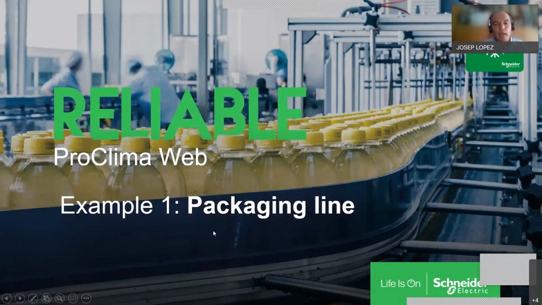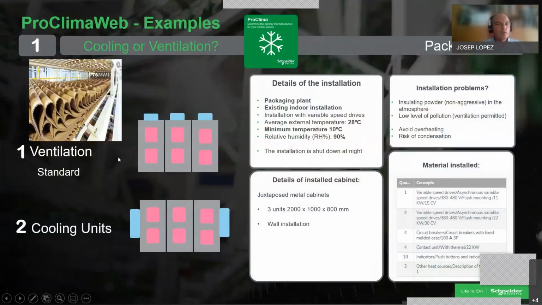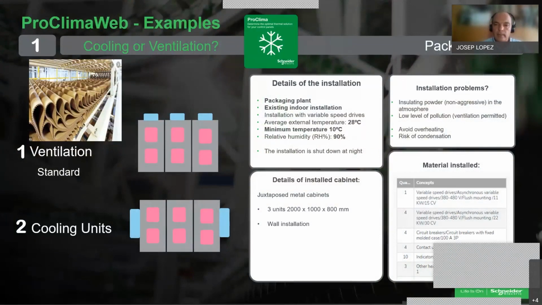With that, let me present two examples. One is a packaging line, where we need to evaluate if we need to cool or ventilate. It is 3 joint enclosures that could be ventilated or use cooling solutions. It's an indoor packaging plant with variable speed drives. Later we will see. The external temperature is 28 degrees and 90% relative humidity. Okay, so let's see what happens.